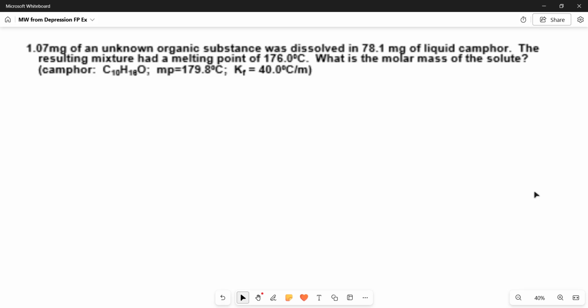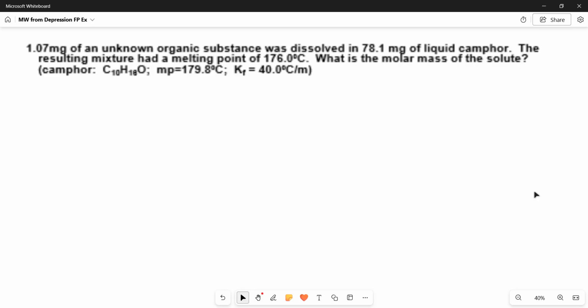Hi Chem Peeps, here's another video on colligative properties using the application of some formulas that we saw in previous videos. In this problem, we're going to determine the molecular weight of a compound from its depression point for freezing. So let's look at the problem here.